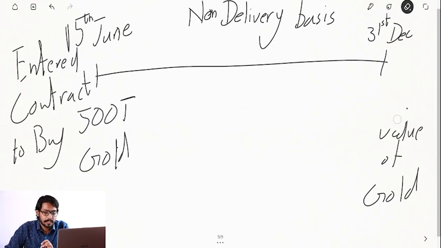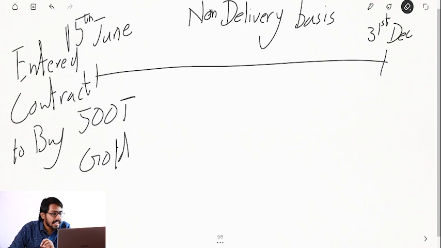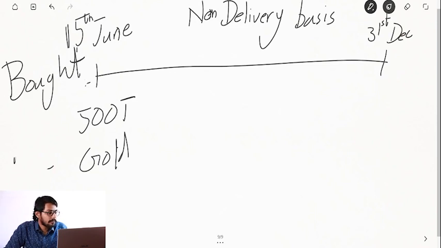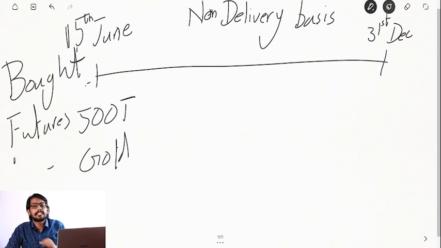Now understand the futures terminology. Instead of saying you have entered a contract to buy gold, you can simply say you have bought futures. Instead of complicating it and saying you have entered into a contract to buy gold, you have bought a future. What is a future? It's an asset. What does the asset do? It is a contract to buy gold. So understand, buying futures means entering into a contract to buy gold. Selling futures means entering into a contract to sell gold.